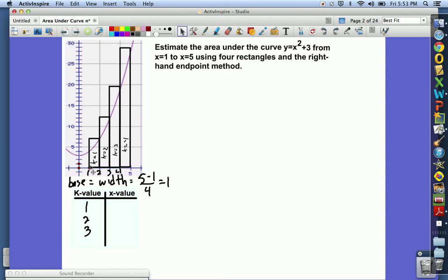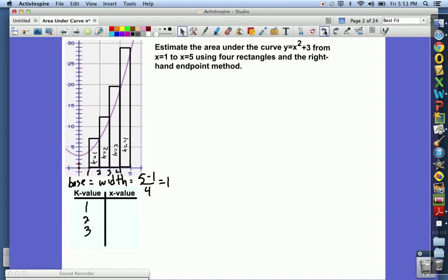In this problem, the first rectangle, noted by k equals 1, has the right-hand side of the rectangle touching the curve. So we want to plug in a value of x equals 2 into the equation x squared plus 3 to find the height of the first rectangle. The second rectangle is found by plugging in x equals 3 into the equation x squared plus 3, and that again would be the height of the second rectangle. The height of the third rectangle would be at x equals 4, and lastly the height of the last rectangle would be at x equals 5.